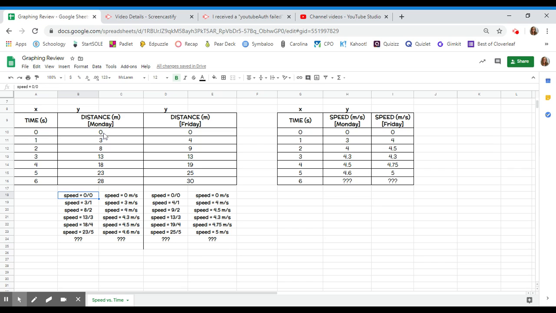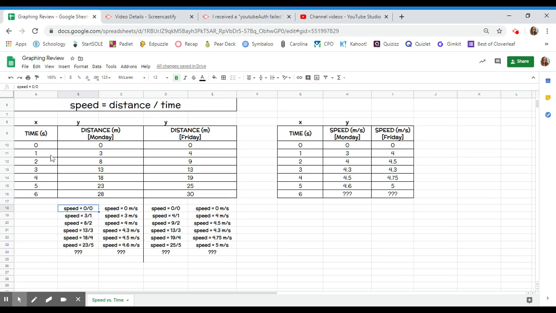So you can see here the speed for Monday at 0 seconds. Distance divided by time, our distance was 0 and our time was 0. Well, you can't really divide by 0, so our speed is just 0 meters per second. So if we're looking at 1 second with a distance of 3 meters, distance divided by time, 3 divided by 1, our speed is 3 meters per second.